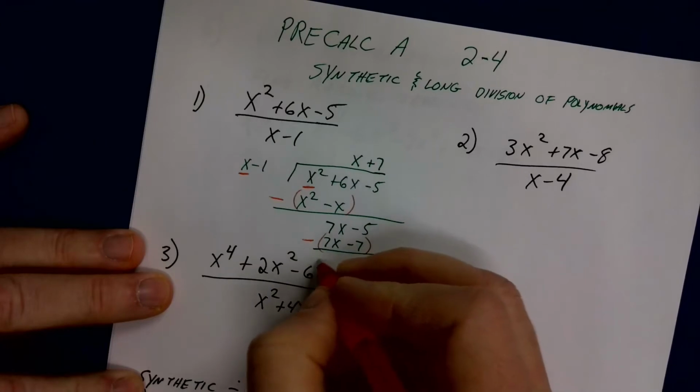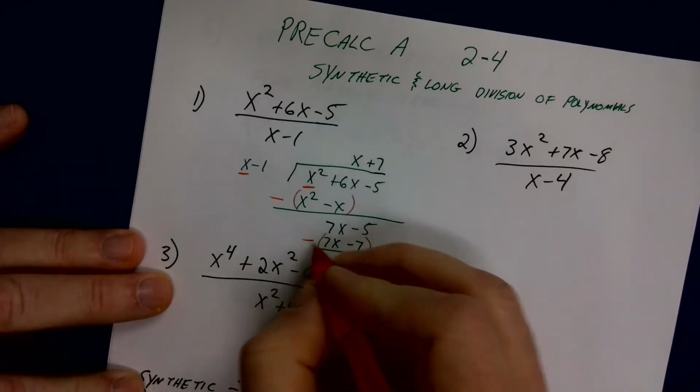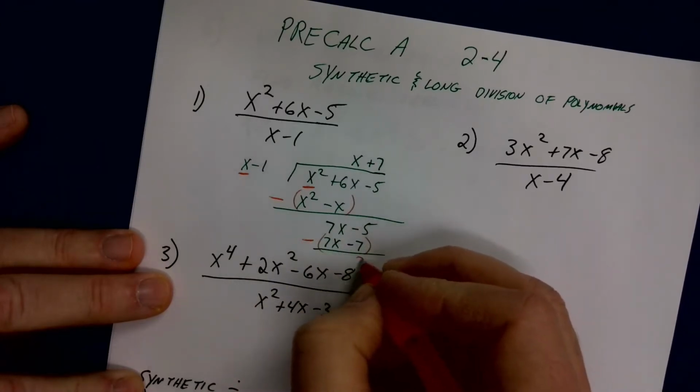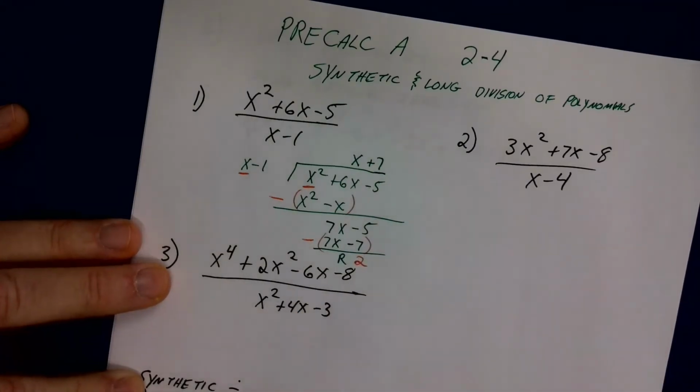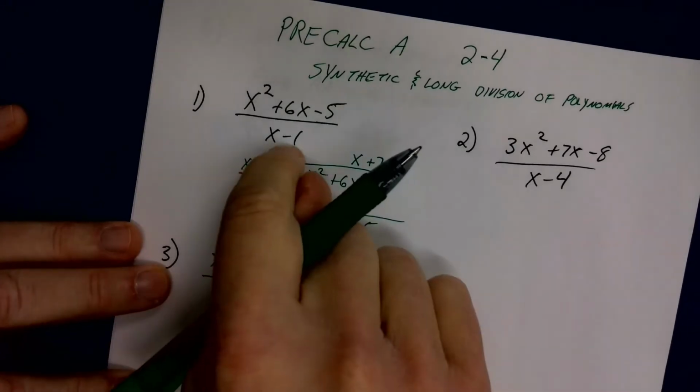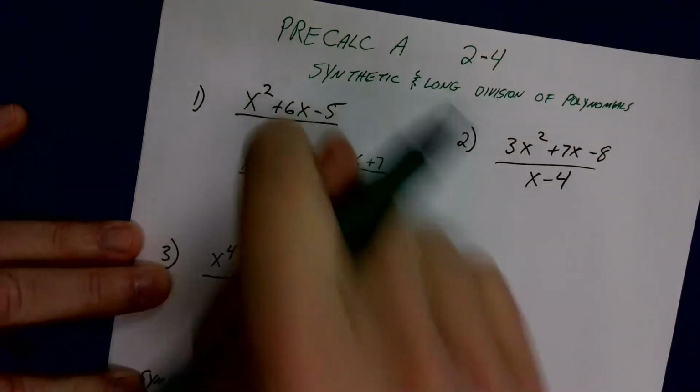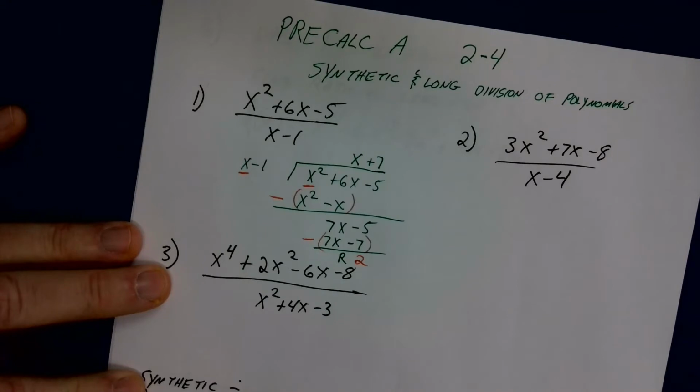7x minus 7x goes poof. Negative 5 minus a negative 7 is 2. That is my remainder. Is that okay? So if that's the remainder, then we know that x minus 1 does not go evenly into x squared plus 6x minus 5. Doesn't go in evenly.